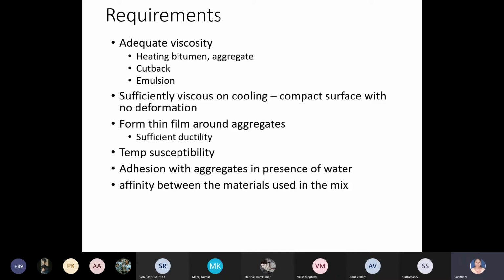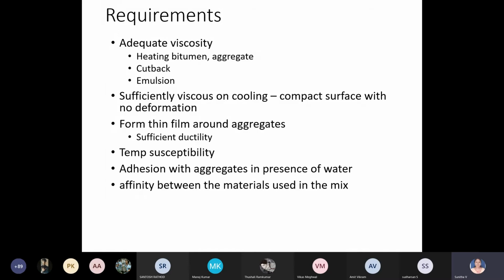Then it should have sufficient viscosity on cooling, so that you get a compact surface with no deformation. And it should be able to form a thin film around the aggregate. Why this is specified: if you are mixing aggregate with bitumen, the bitumen should coat the aggregate with a thin film. The thinner the film, the better.